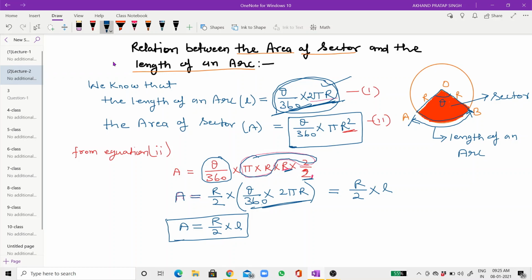What is the importance of this expression? How to apply this expression to solve your problem? If in your question the area of a sector is given and the length of an arc is given, then you can directly find out the radius.